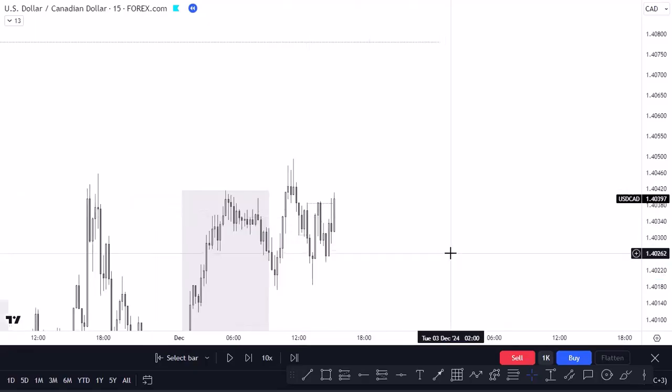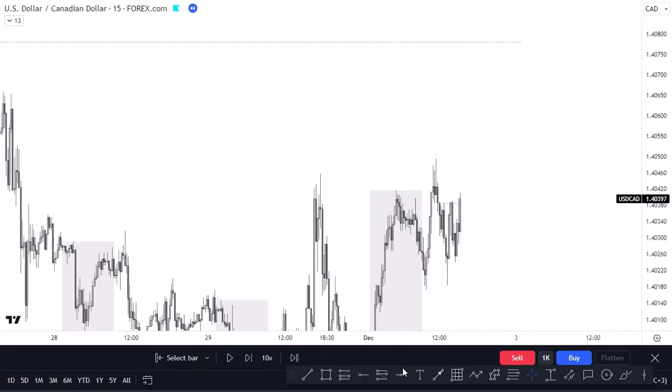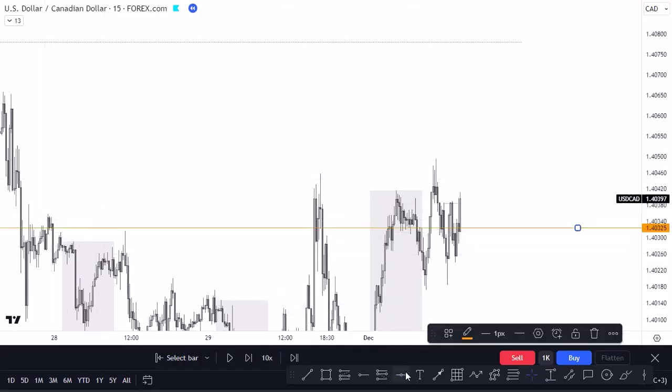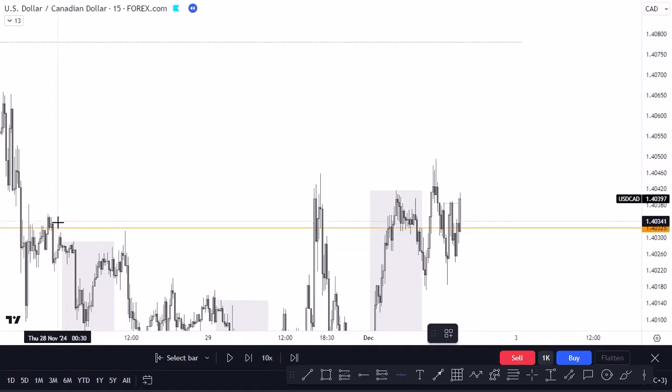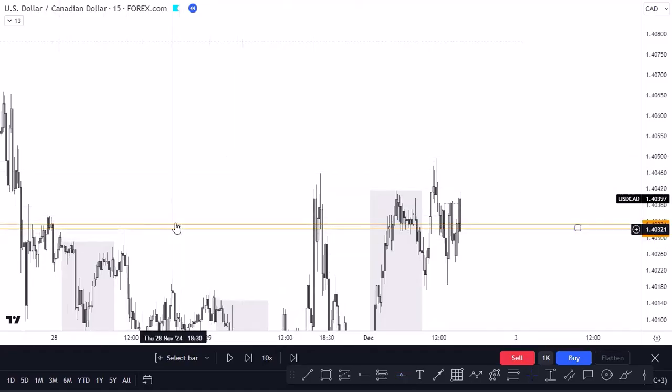After this, I just find the area where I will buy from. The area that I choose to buy from was at least at this zone here. That's what I remember. It was at least at this zone here. So I choose to buy at this area here.